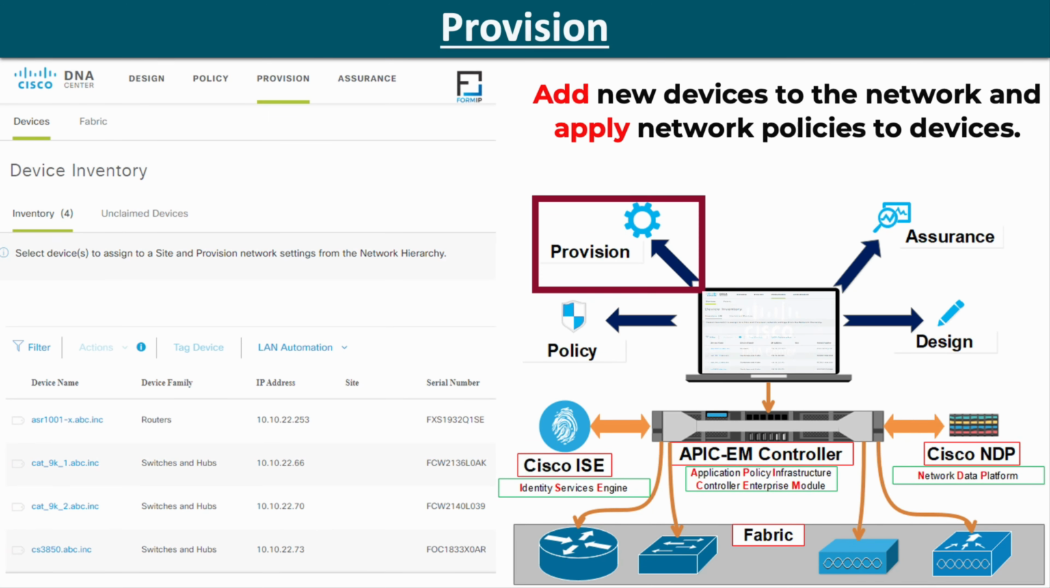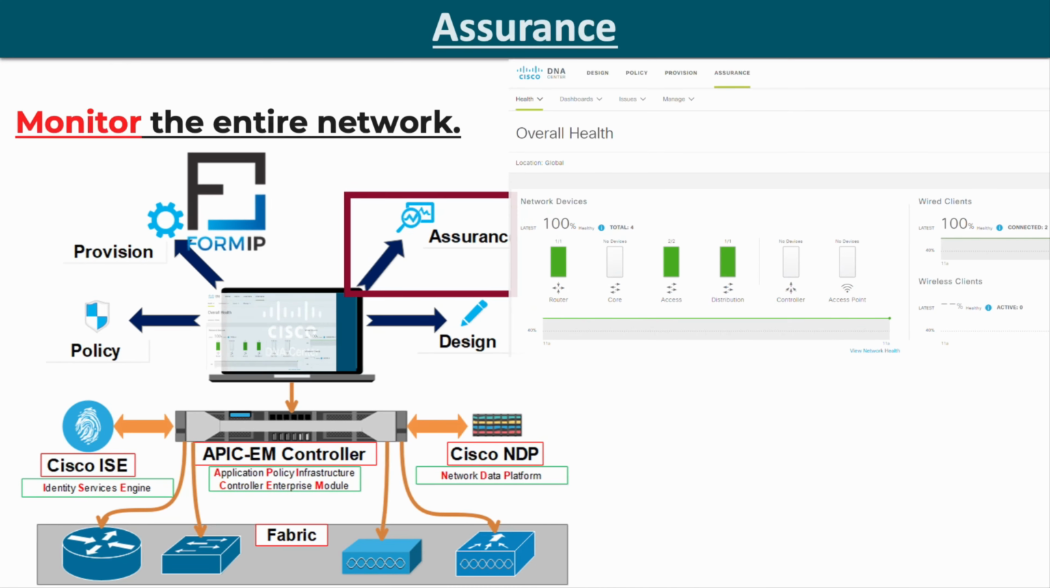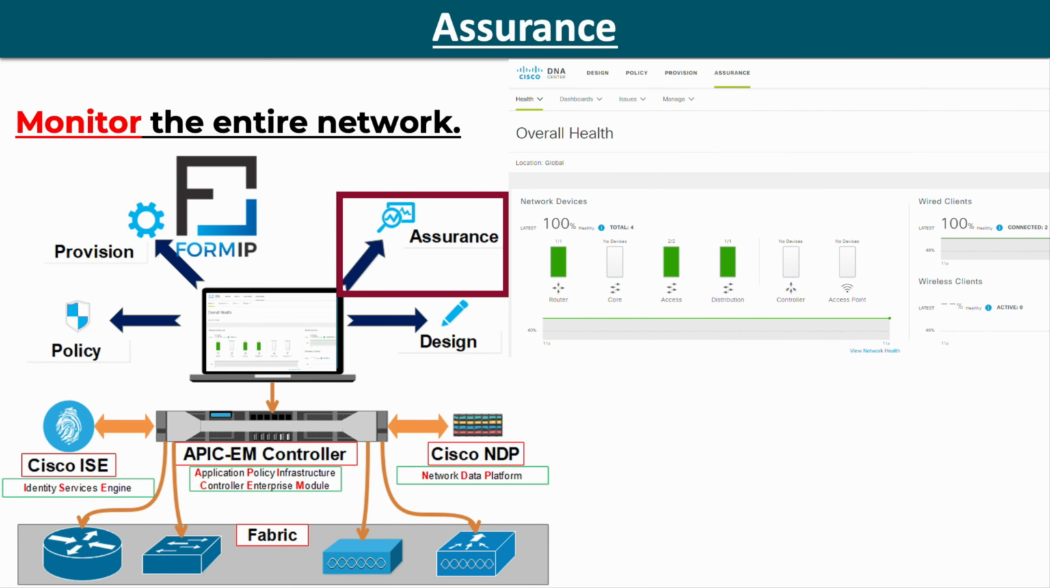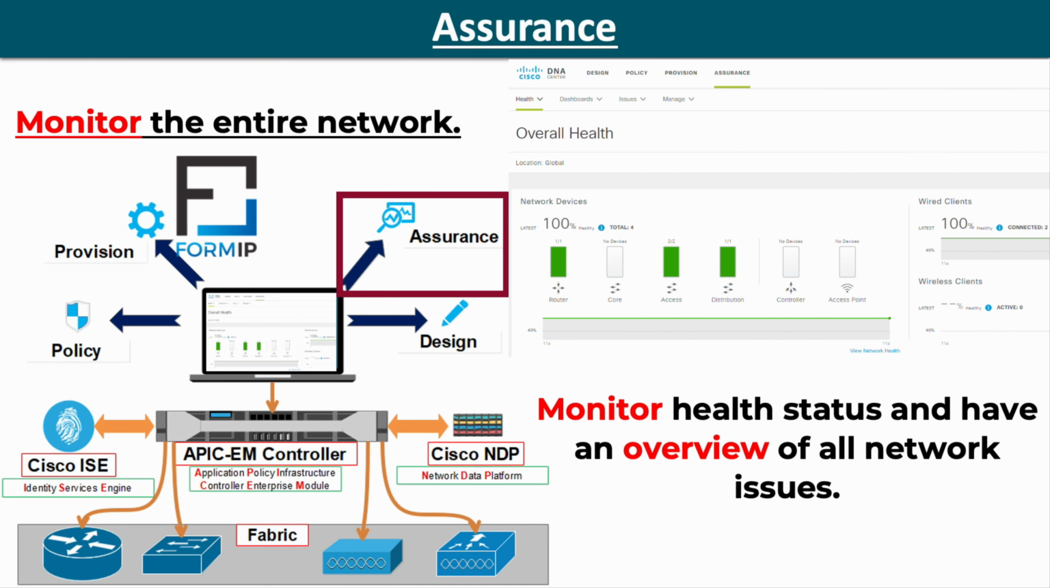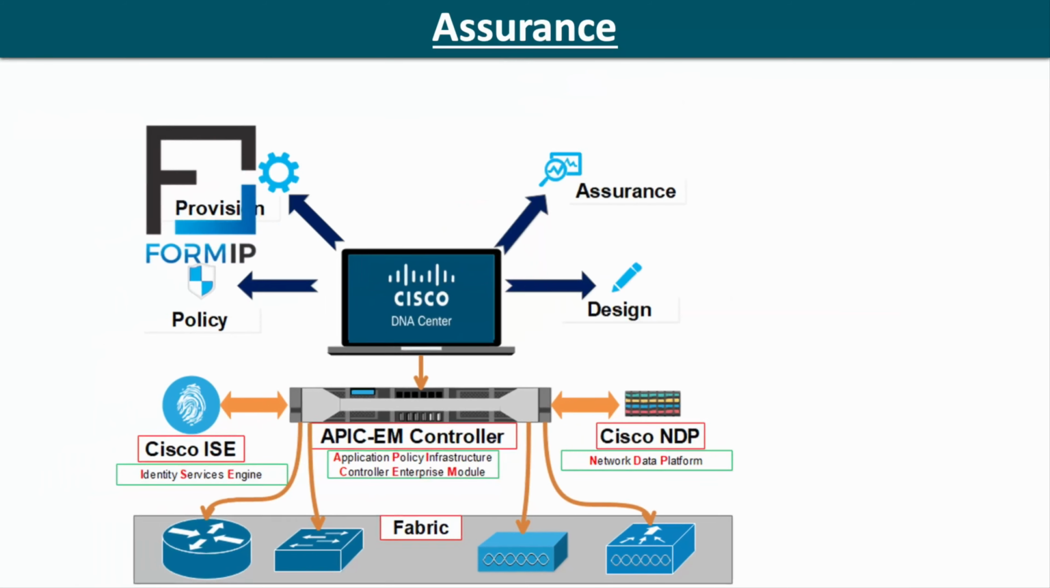In the Provisioning tab, this is where new devices are added to the network and network policies are applied to devices. Assurance. And the last tab is where one can monitor the entire network. It is possible to see an overview of all network devices, wireless clients, and applications. This allows you to monitor the health status and get an overview of all network problems.